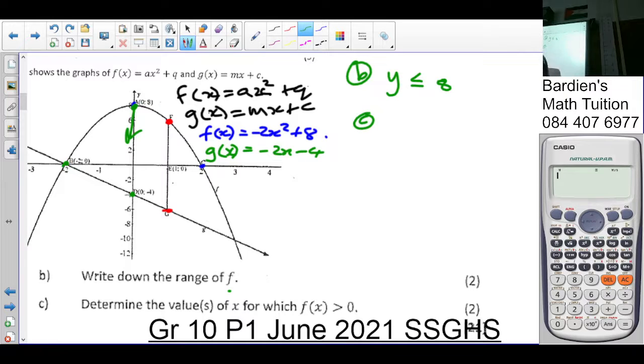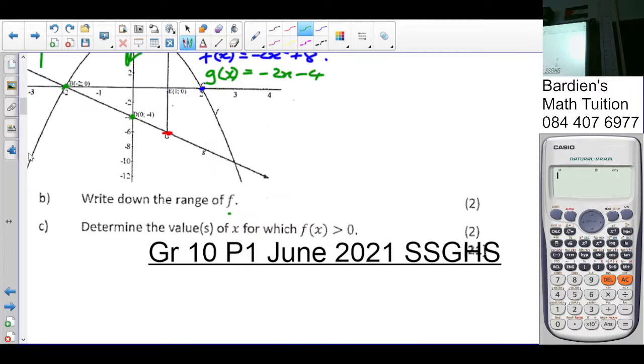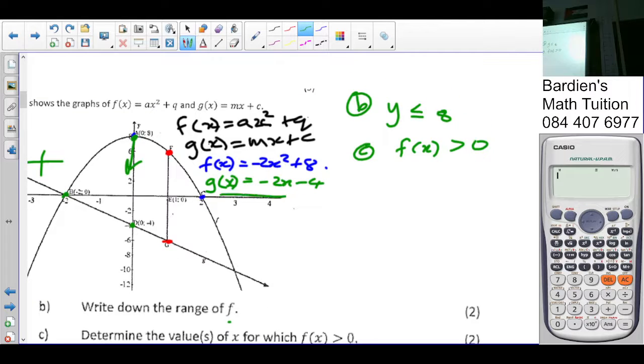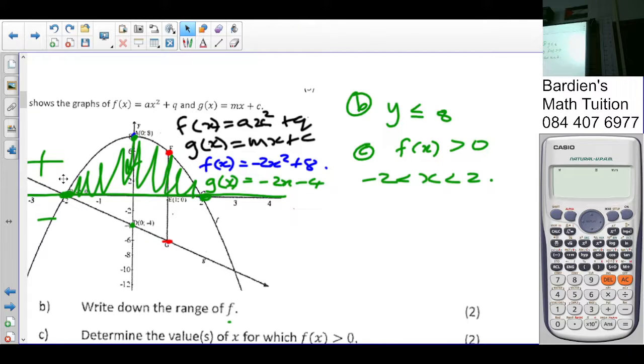In C it says determine the values for x for where f of x is greater than 0. So f of x is greater than 0 means to say what? It must be positive. Not so? In other words, the graph must be above your x-axis. If it's above this line, it is positive, below the line, it is negative. So where's f of x positive? It's positive from negative 2 till 2. Is that continuous or breaking solution? Continuous. So we say x must be greater than negative 2 but less than 2. Okay.